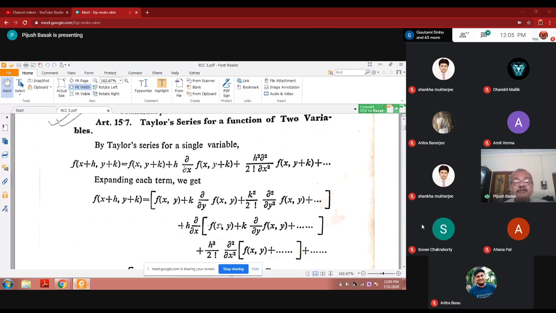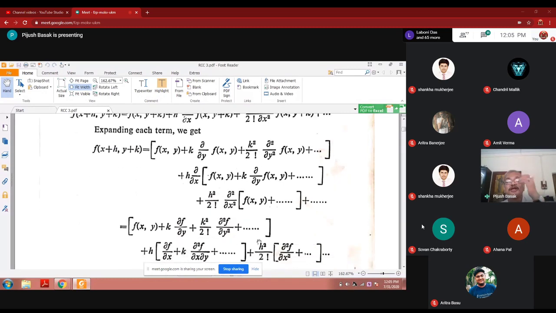So expanding in terms of y now. The next term is h square by factorial 2 del square by del x square. Now expand. Why did I put dots? Because this contribution is not required. The contribution of the next term, that is h k del y of f(x, y) in this case, because double differentiation is already there. So the contribution is becoming less and less.